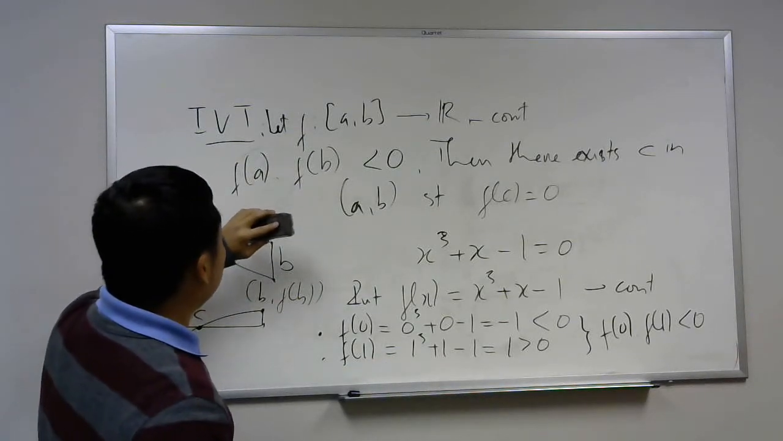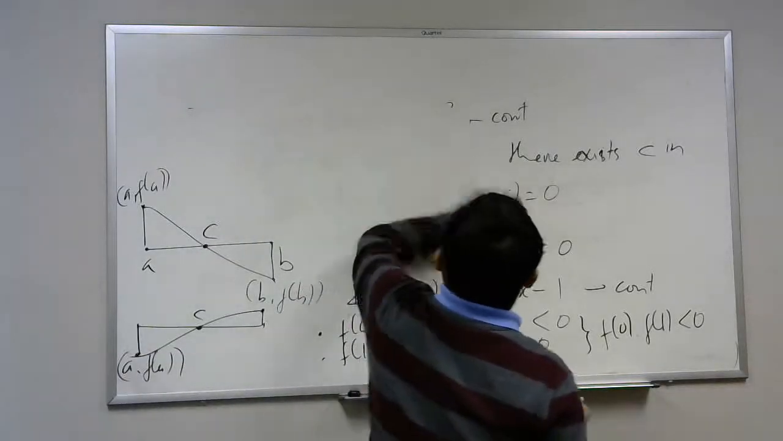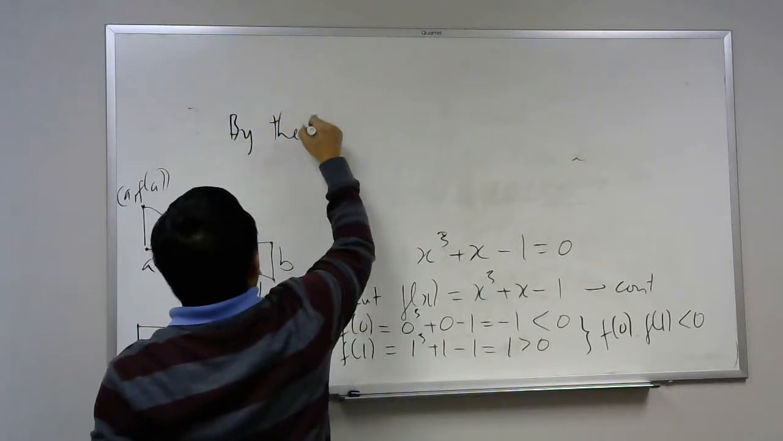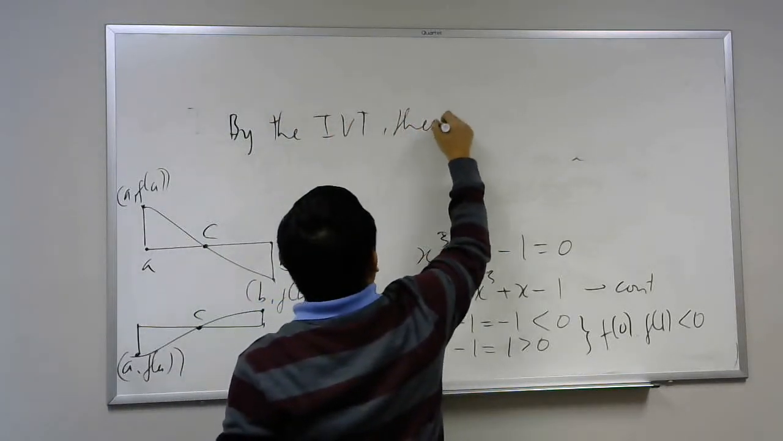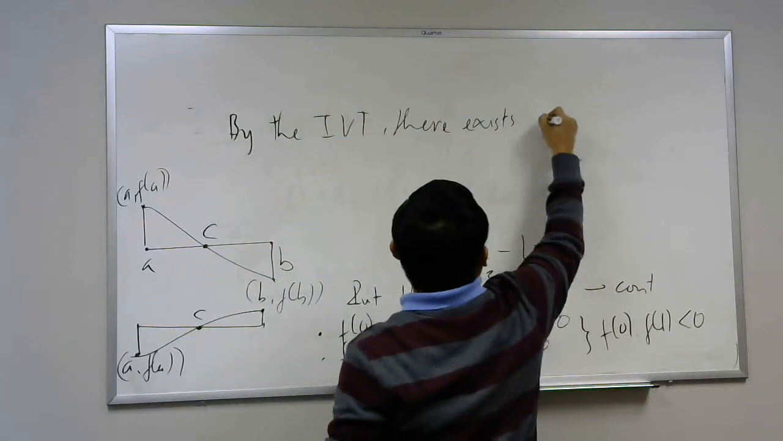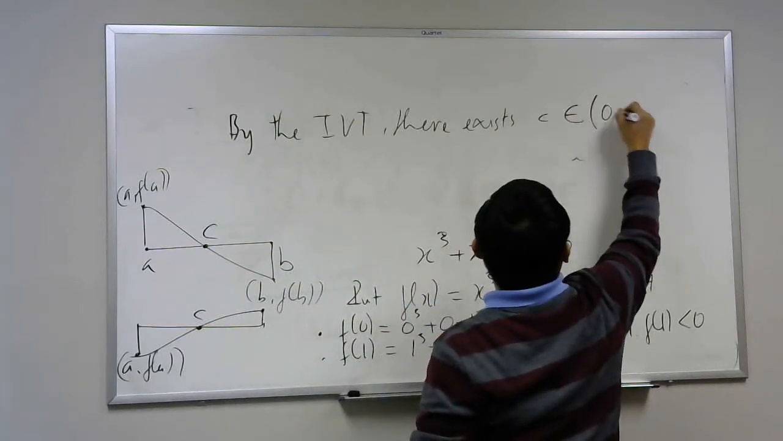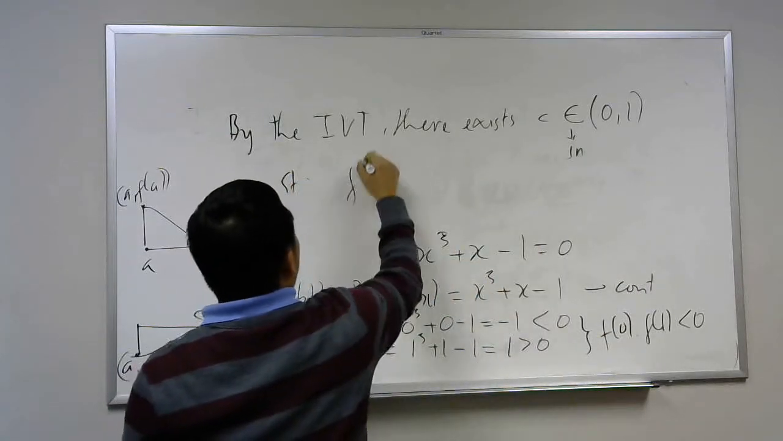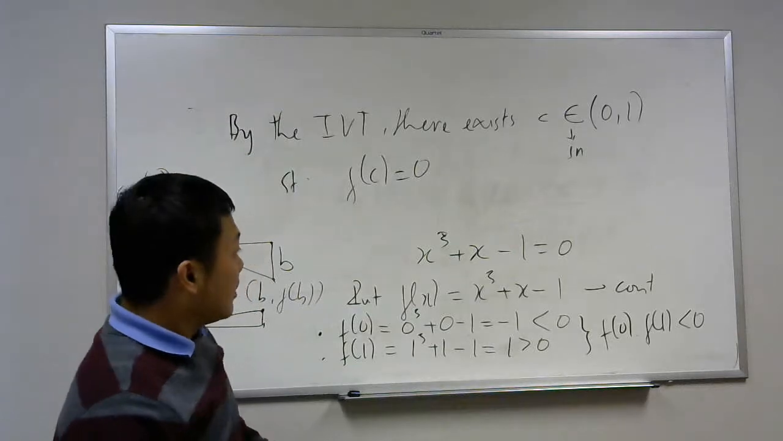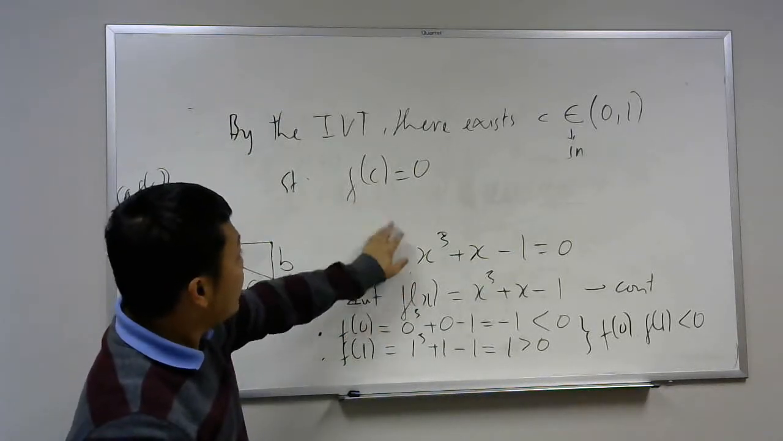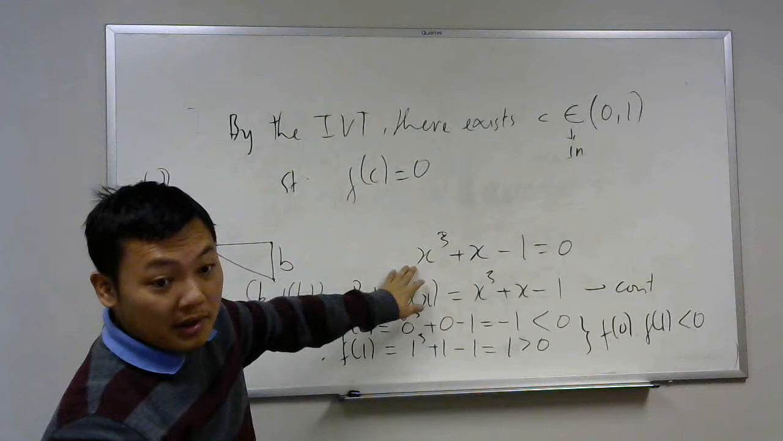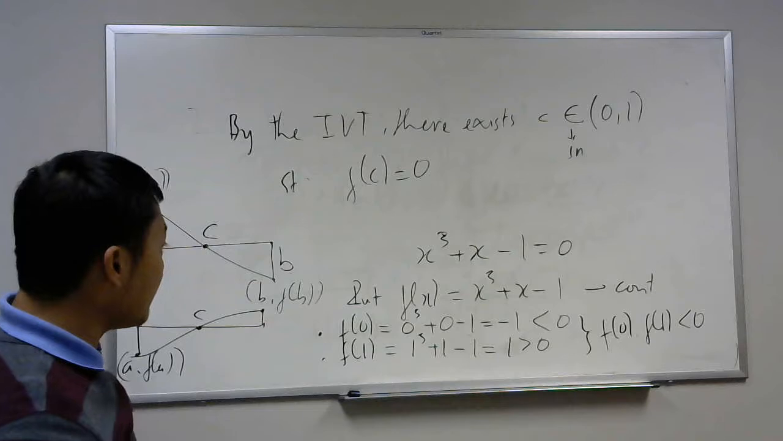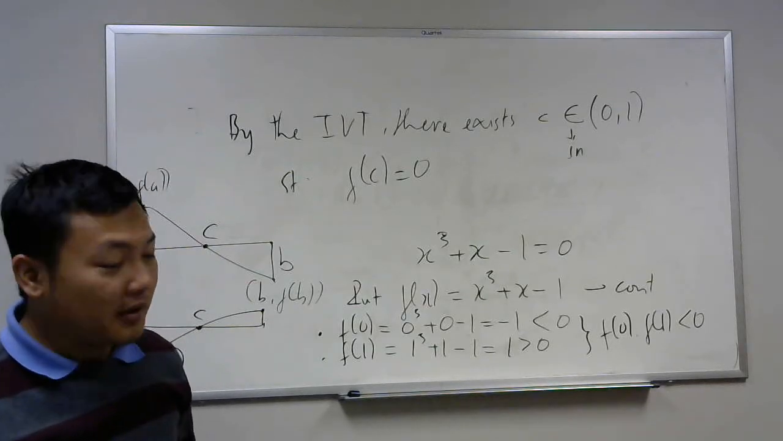So I erase this. We write the conclusion: by the IVT theorem, there exists C in (0, 1) such that f(C) equals 0. But f(C) equal to 0 means C is a solution of this equation. That's it. That's how we can prove the existence of a solution. All right. Now let me show you another example.